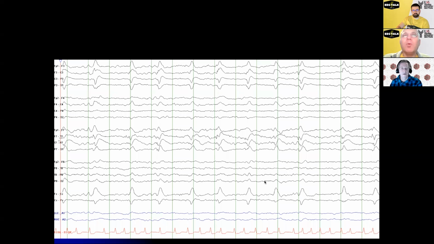So I think all these are left parasagittal and right parasagittal, then left temporal, right temporal, and then midline. So here's a nice example of periodic discharges from the left hemisphere. Doesn't matter that you can see it a little bit on the right. These are still very well lateralized to the left. So these are lateralized periodic discharges. They're actually a little slower than one per second. So they're like 0.75.